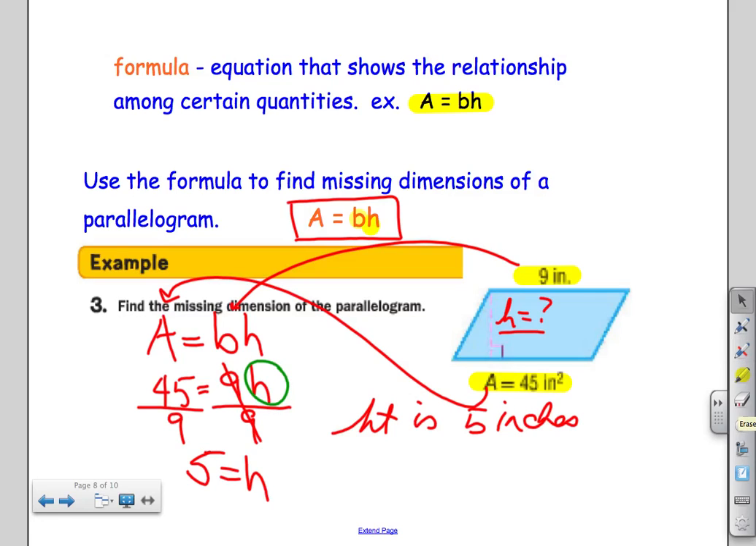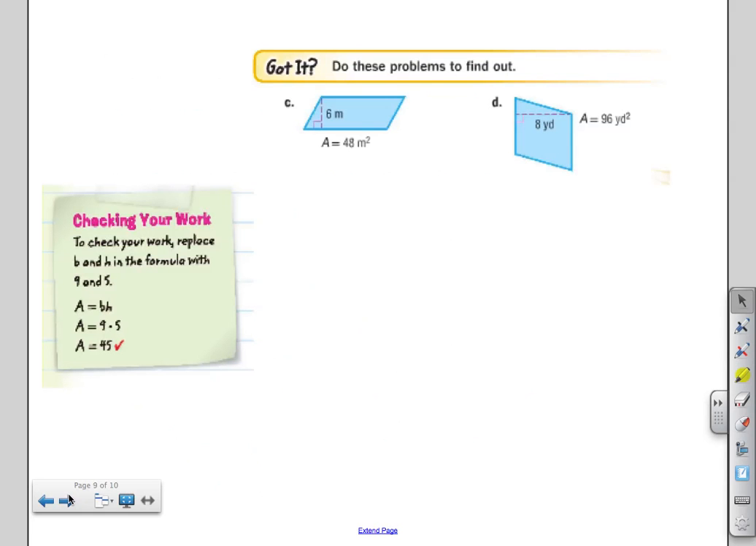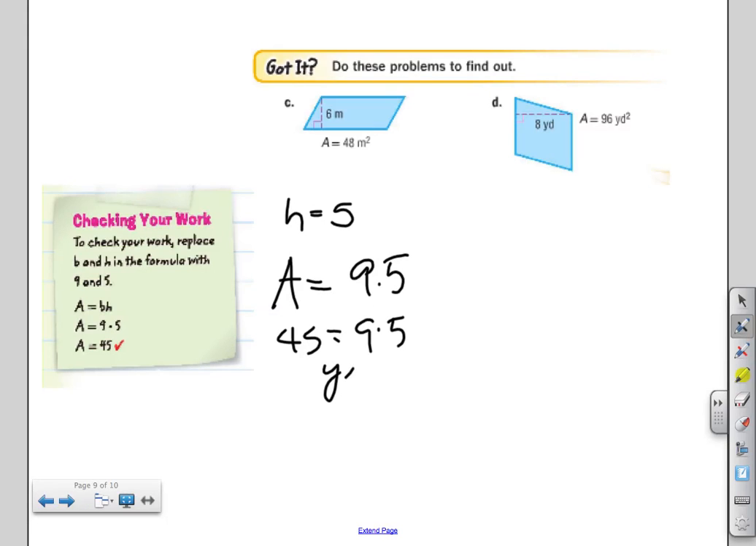Okay? Got it? Guess what? It's your turn. So do C and D. And remember, you can check your work, which it mentions over here, by replacing whatever you found. For instance, in our last problem, we ended up saying that h equaled 5. So I'm going to go back and see, does 9 times 5 equal 45? Yes. So it checked out. You can do the same with these, okay? Good luck with this, guys, and we'll talk about it in class.